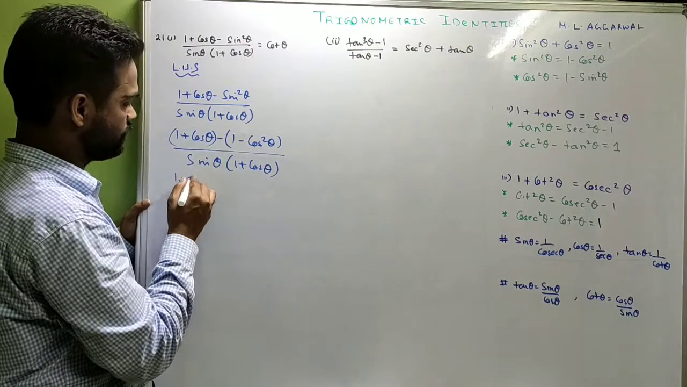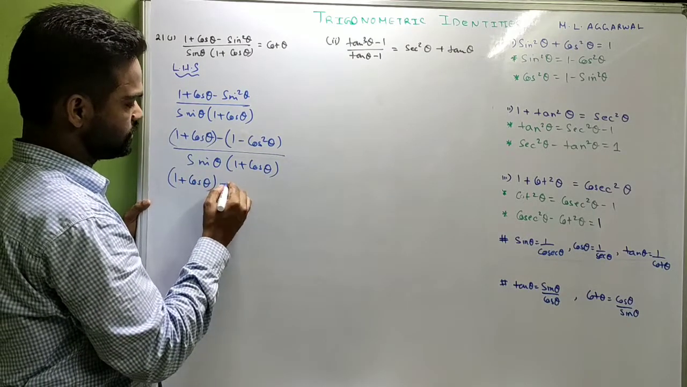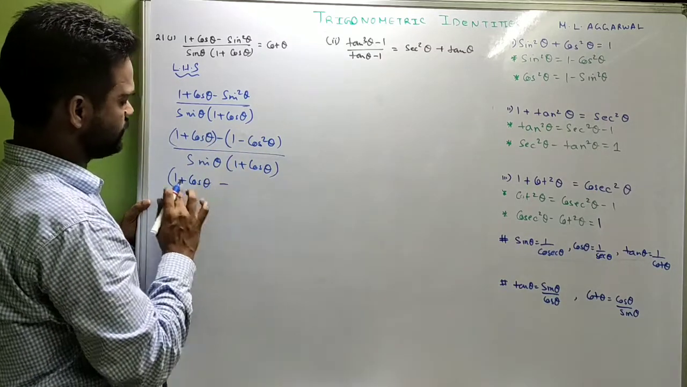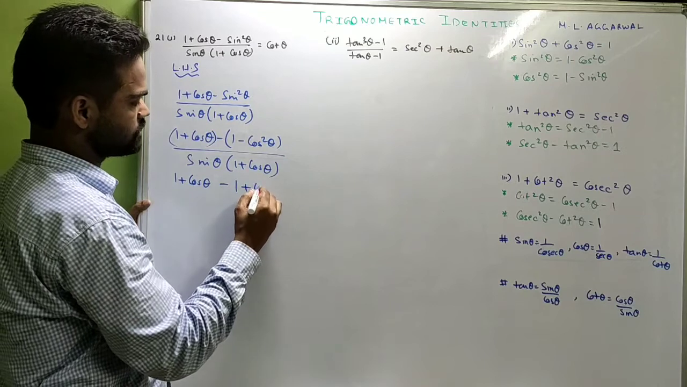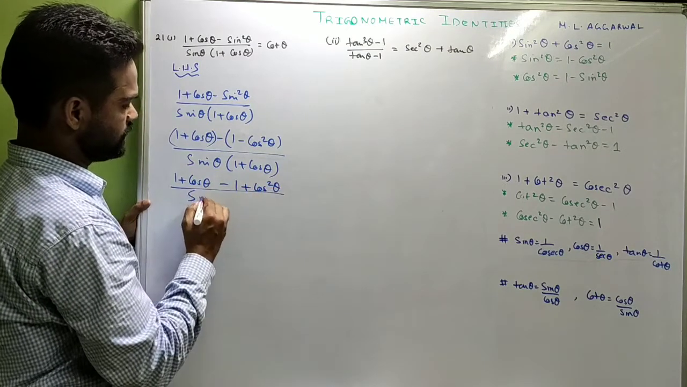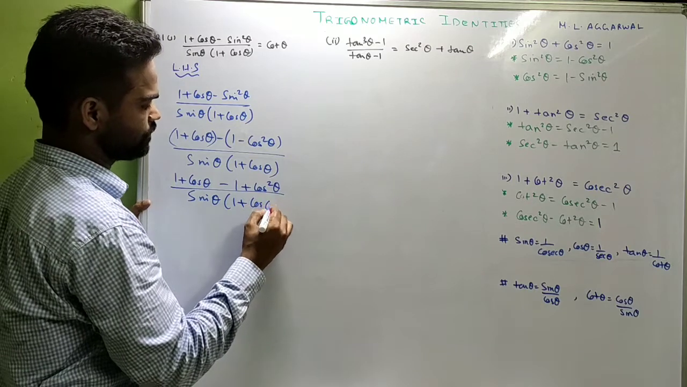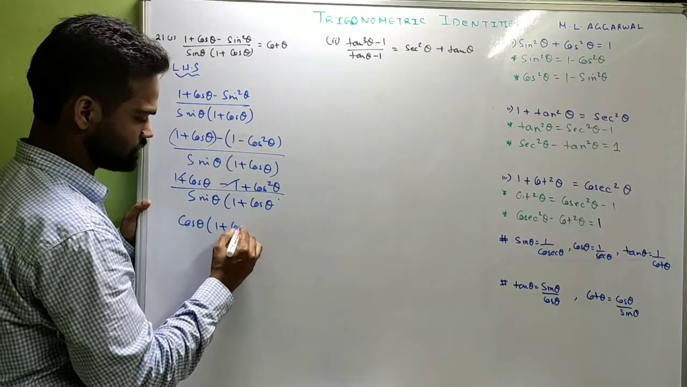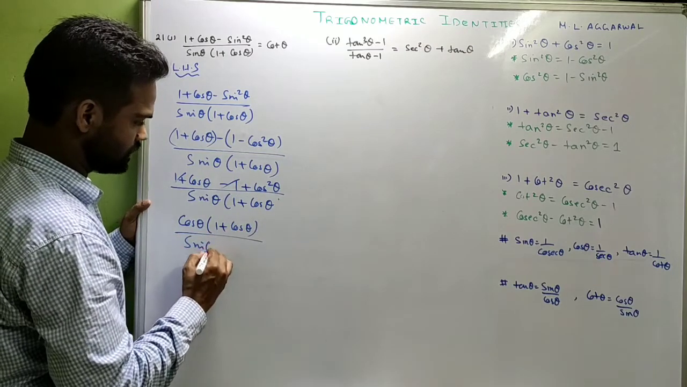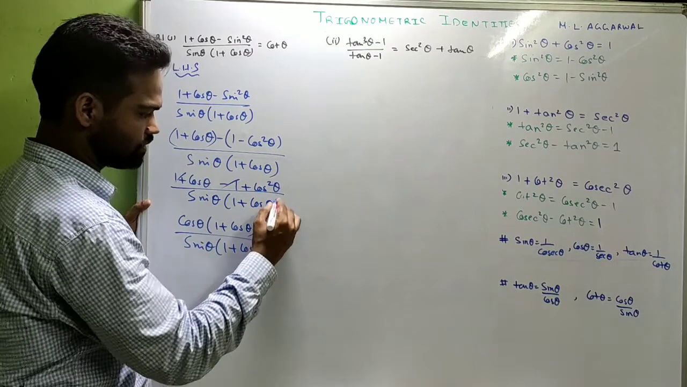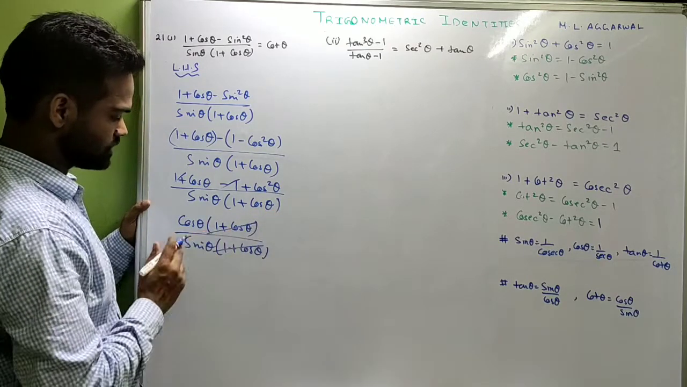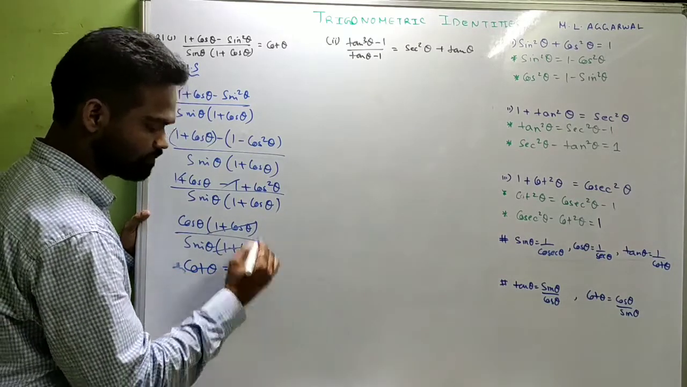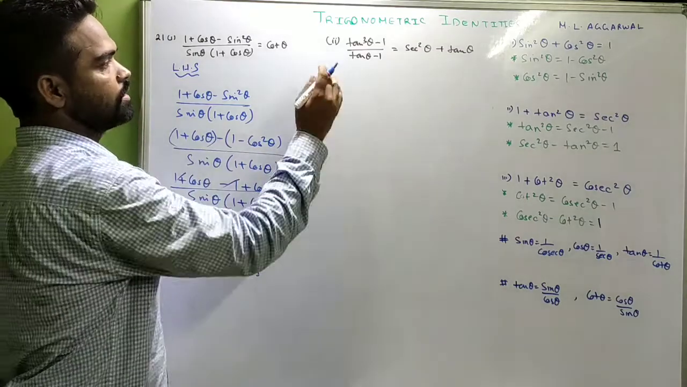Now look carefully. This is 1 plus cos theta, and this is a minus b and a plus b. Or just open the bracket. Wait. Minus 1 plus cos square theta by sin theta into 1 plus cos theta. So this and this cancel. Take cos theta common, so 1 plus cos theta is left. In the denominator sin theta into 1 plus cos theta is left. Isn't it? Now this and this cancel out. Cos by sin is cot. This is equal to RHS. Isn't it? Verified.